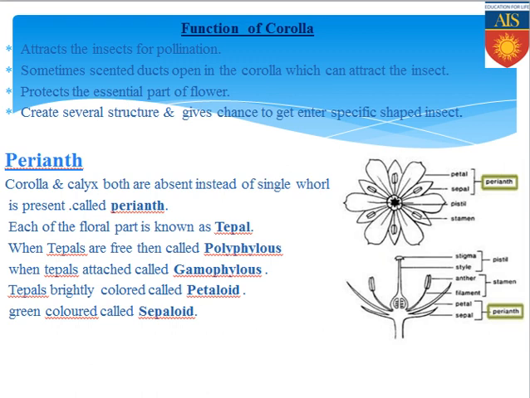Green colored, if it is a tepal, at that time it will be known as sepaloid, because tepals are actually the united form of the petal and sepal. So for that reason, if they are towards sepal or green like sepal, then they are known as sepaloid. If they are colorful like petal, at that time they are petaloid, okay. So I think this specific slide is also very clear to all of you.